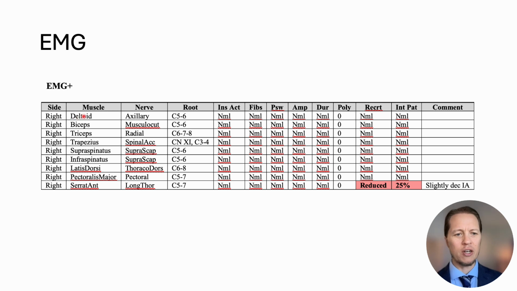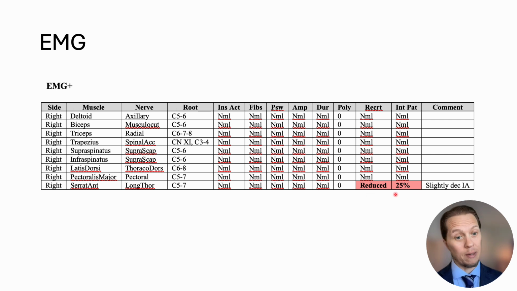And from the start here, it's pretty straightforward, right? Deltoid, biceps, triceps. We do that all the time on our radiculopathy screen. But then, yeah, here we go. Trapezius, supra and infra, latissimus and pectoralis. Interesting choices there. And then, yep, serratus anterior. You were probably looking for that one.